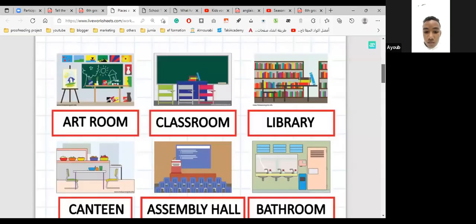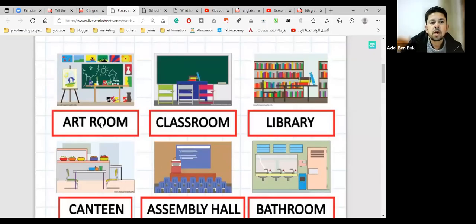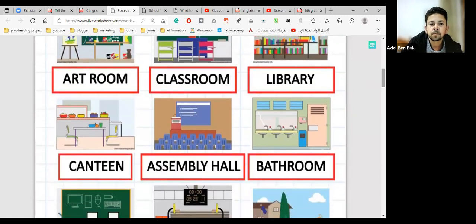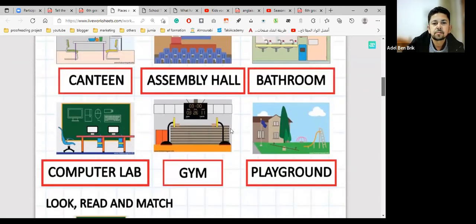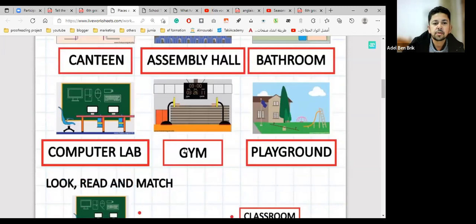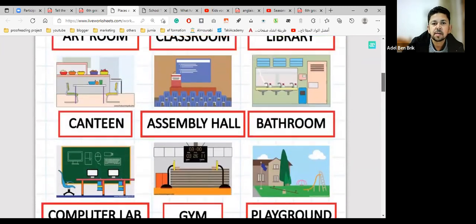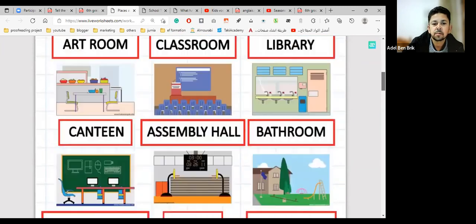Okay. So here we have some places at school. Number one, we have the art room. We have classroom. We have the library. We have the canteen or the cafeteria, as you like. We have the assembly room. We have the bathroom. We have the computer lab. The gym and the playground. So these are some places that you can find in your school.